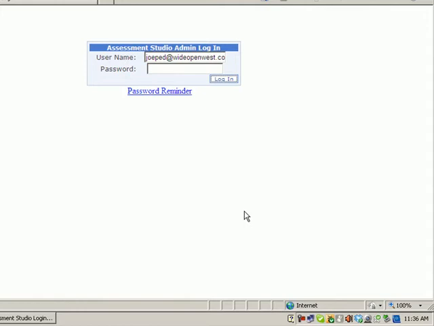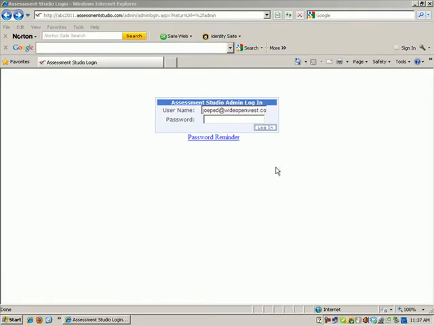and I've created a username and a password for myself. My username will be my email address, joeped@wideopenwest.com, and my password would be 4316.